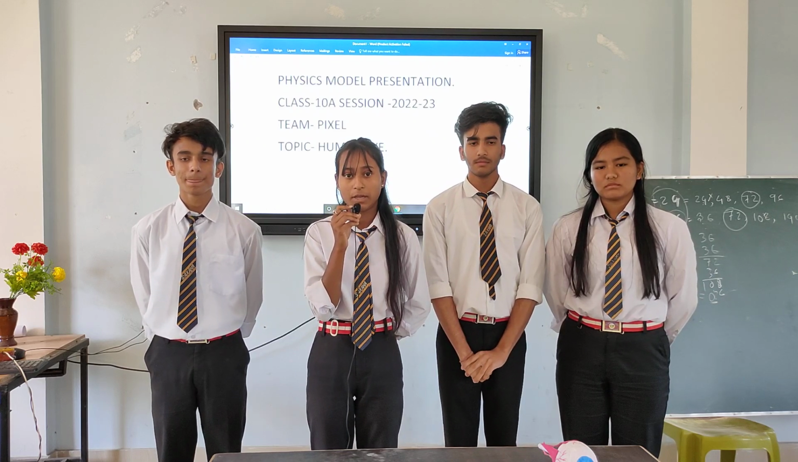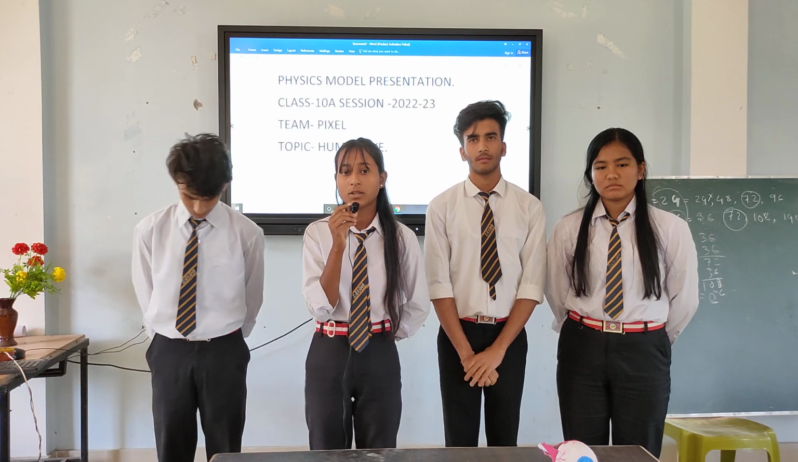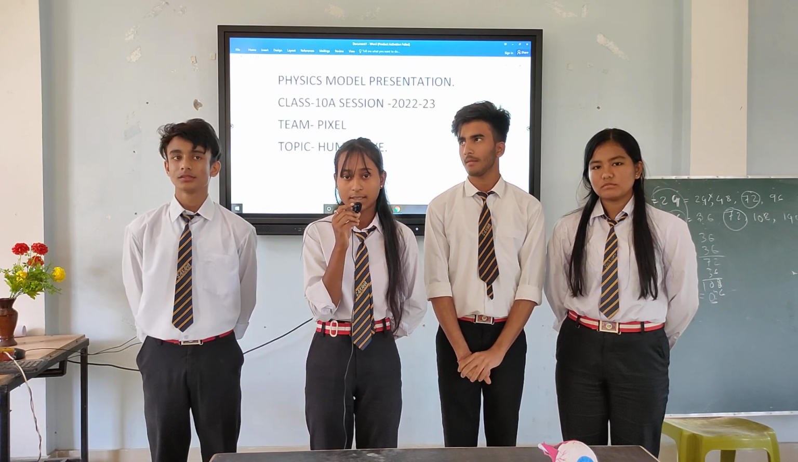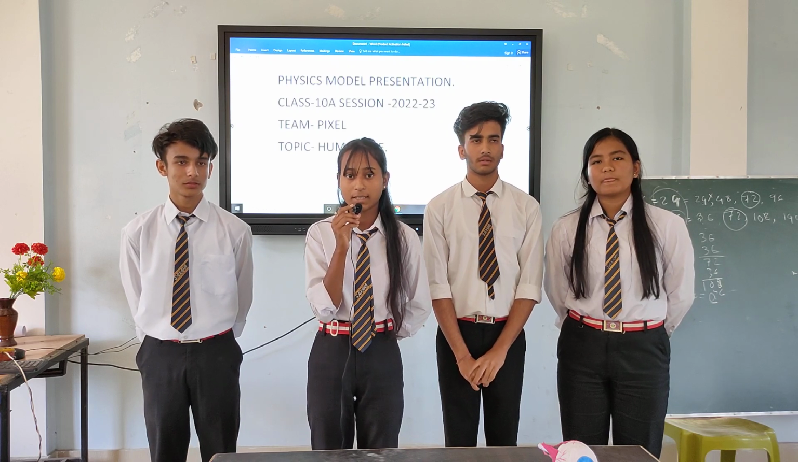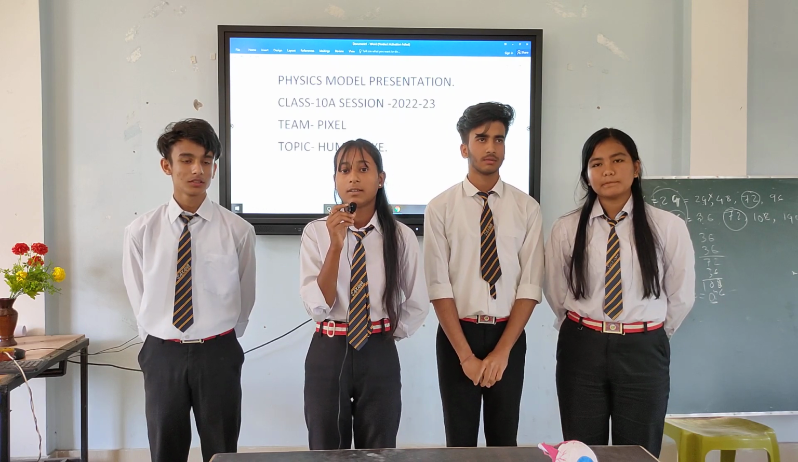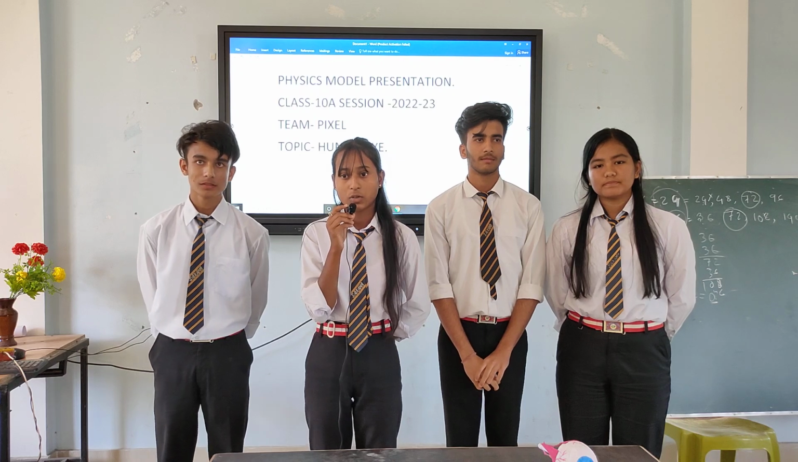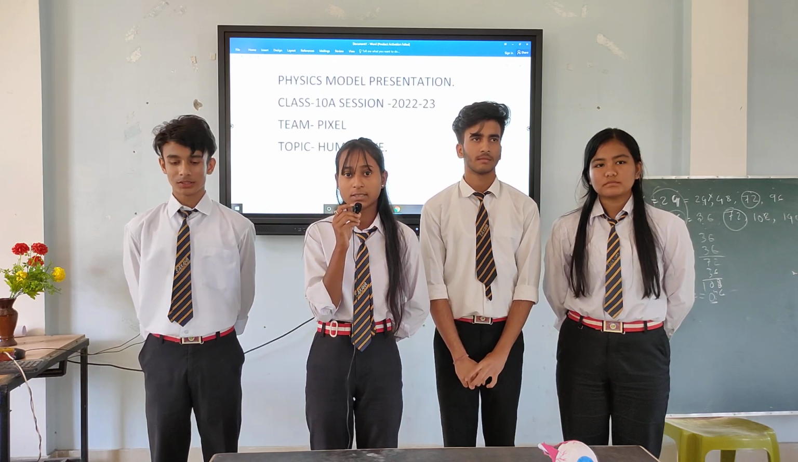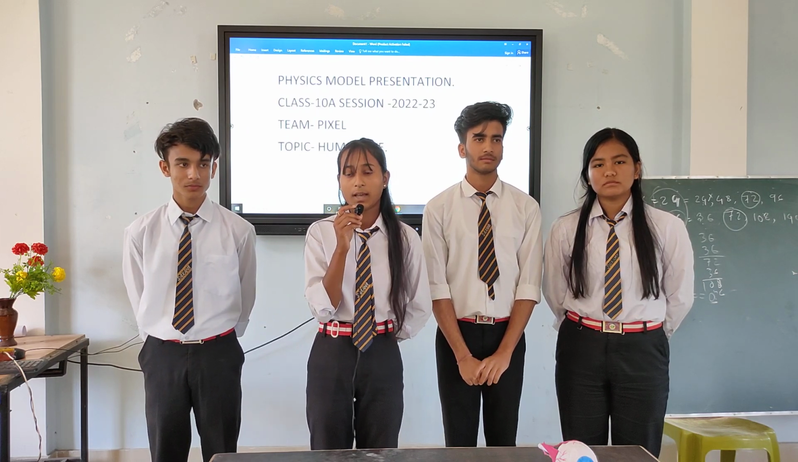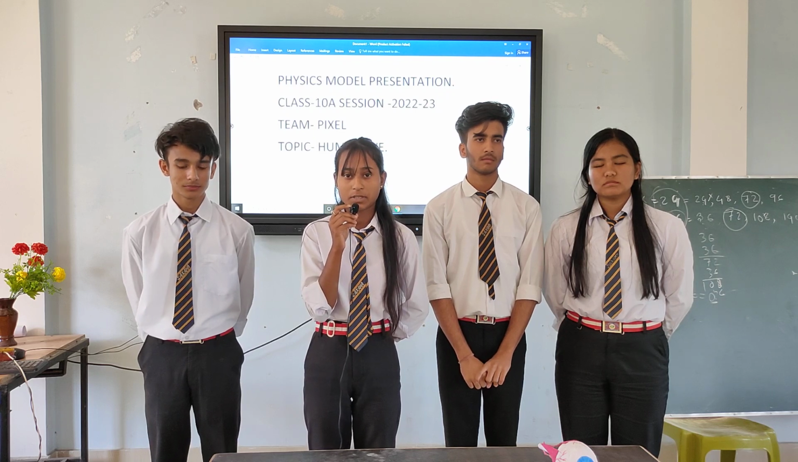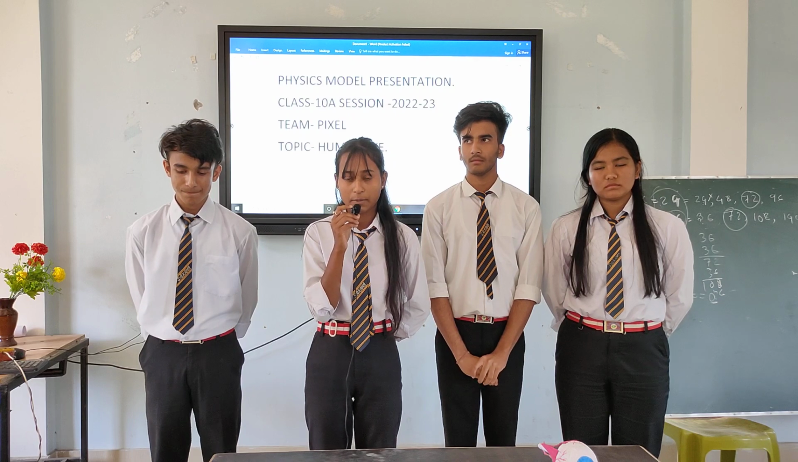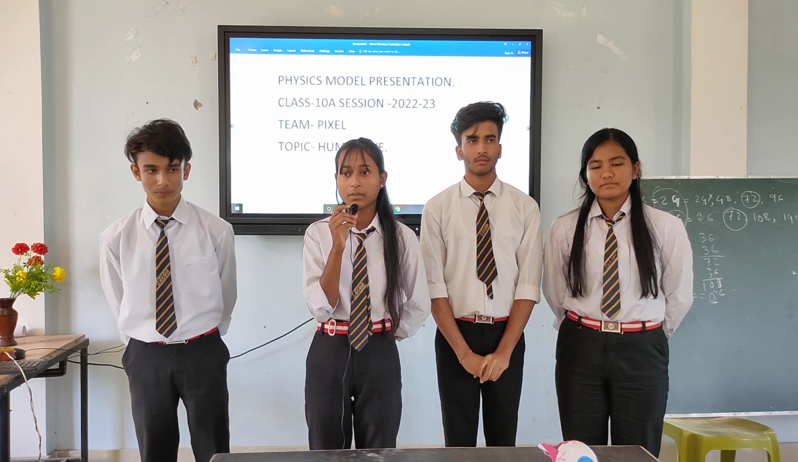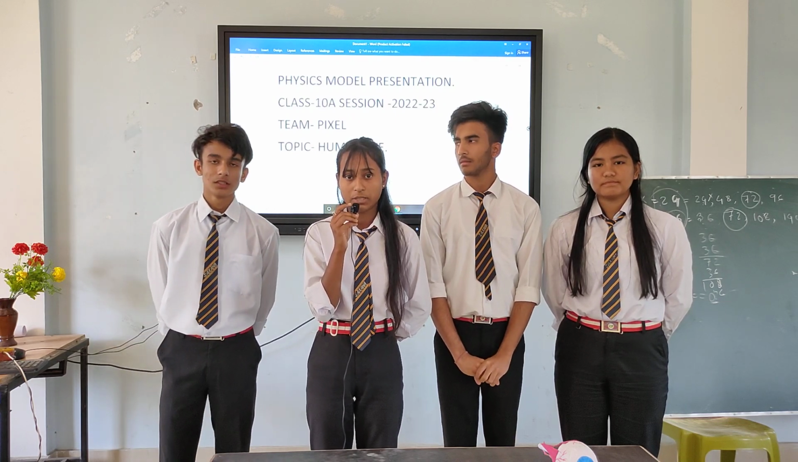The first one is myopia. Myopia is also known as nearsightedness. A person with myopia can see nearby objects but cannot see distant objects distinctly. This defect is caused by excessive curvature of the eye lens and elongation of the eyeball. It can be corrected by using a concave lens of suitable power.